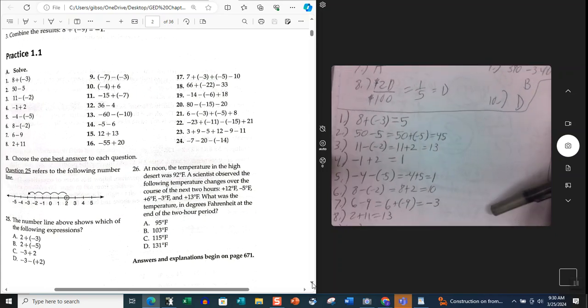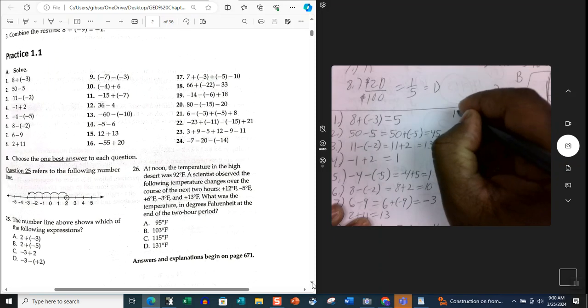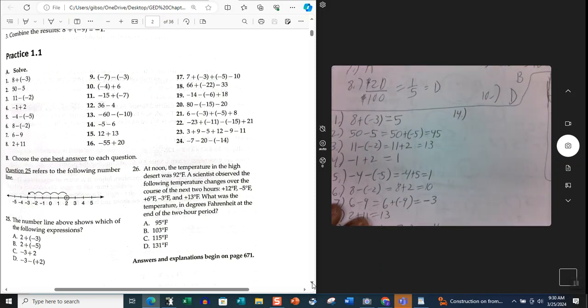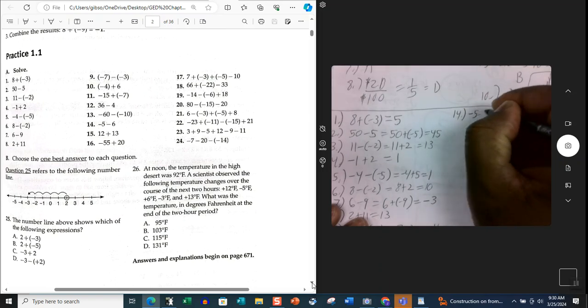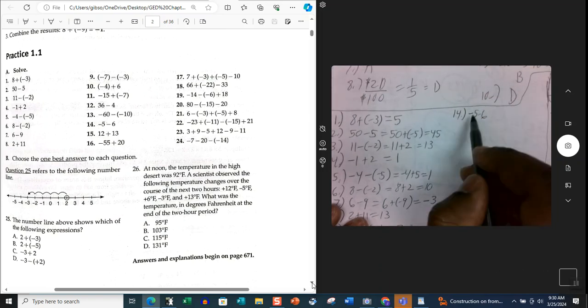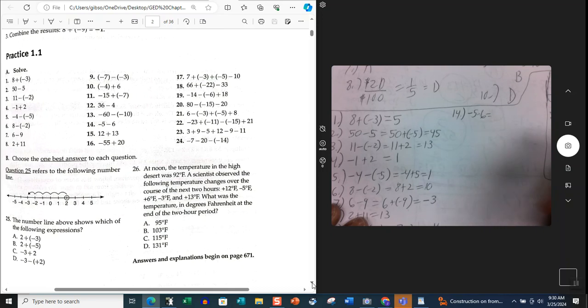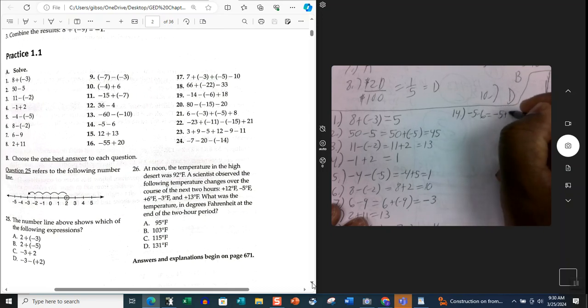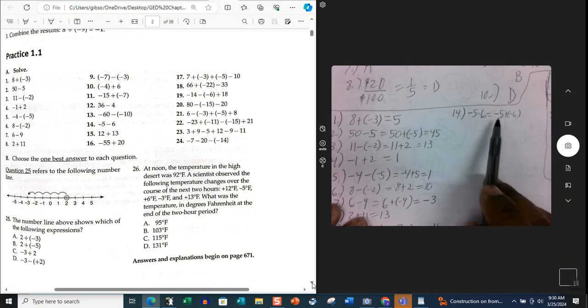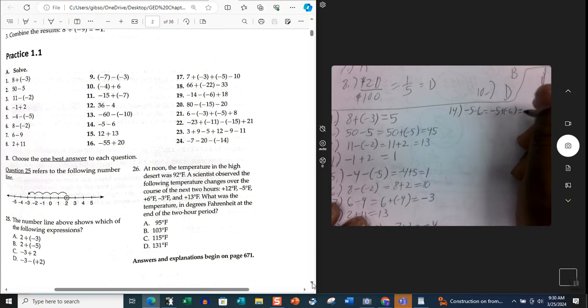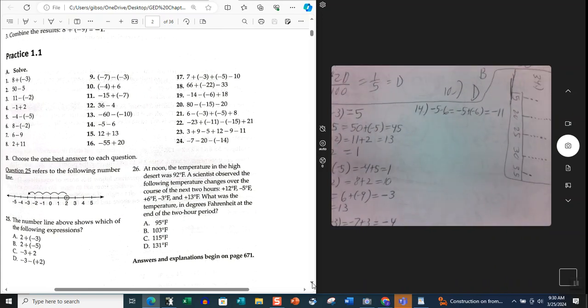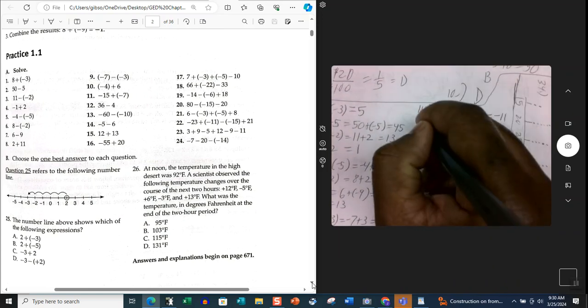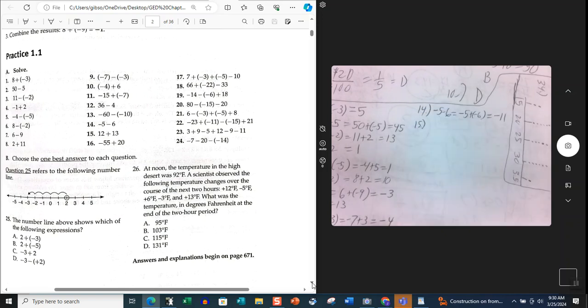Now we move on to problem 14. Problem 14, we had negative 5 minus 6. Now, negative 5 minus 6 can be rewritten as negative 5 plus a negative 6. Now remember, when we add and they have the same sign, we carry over the sign, and 5 plus 6 is 11. So it'll be negative 11. Now we go to problem 15.